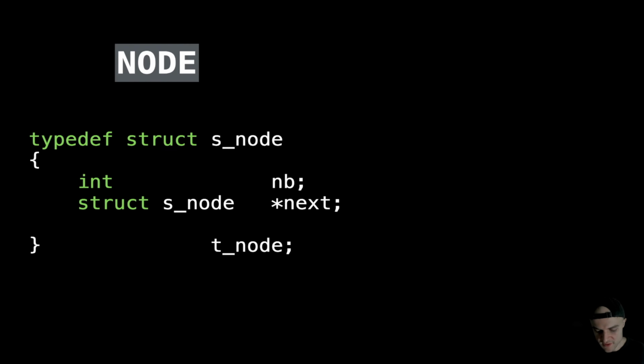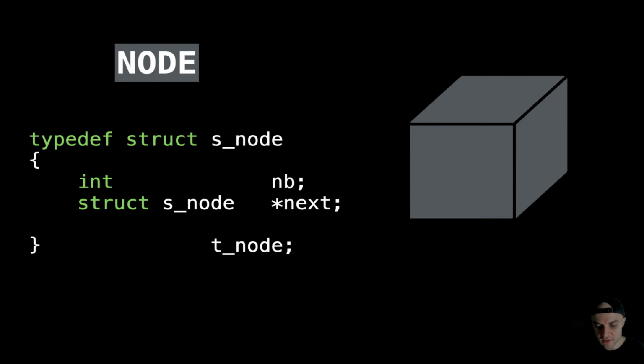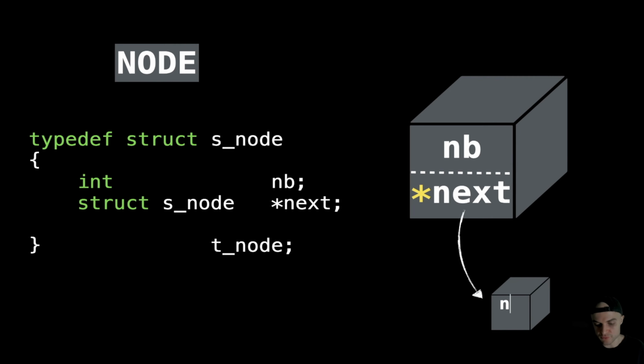Let's have a visual understanding of this data type, this node. It's this block that contains nb, the integer, and as a second member variable, a pointer to the next element, just a pointer to another node, which is exactly the same. So this is the minimum viable struct to create a linked list.